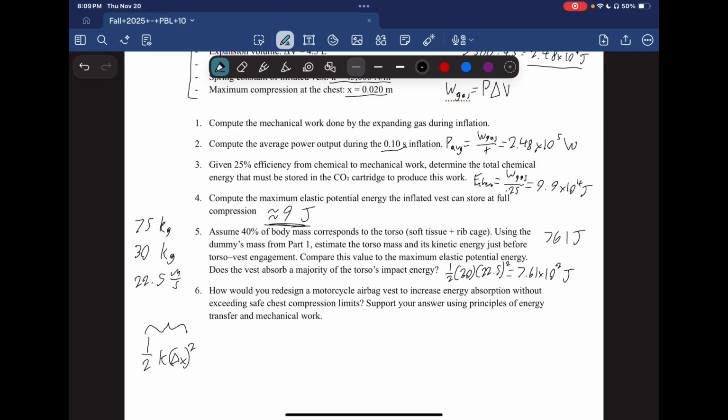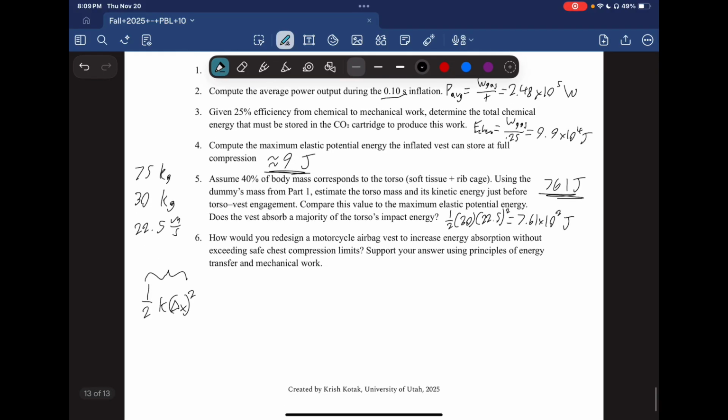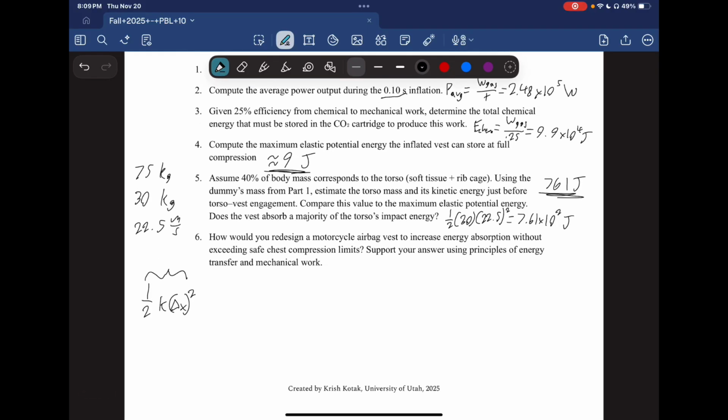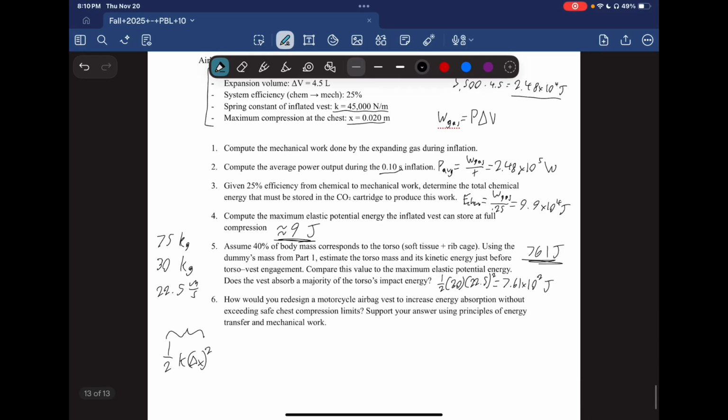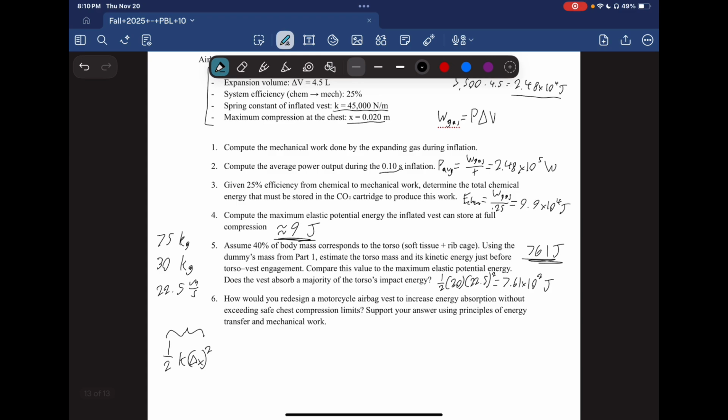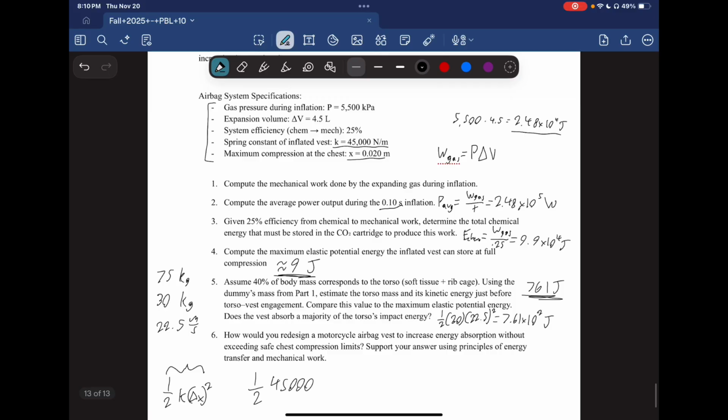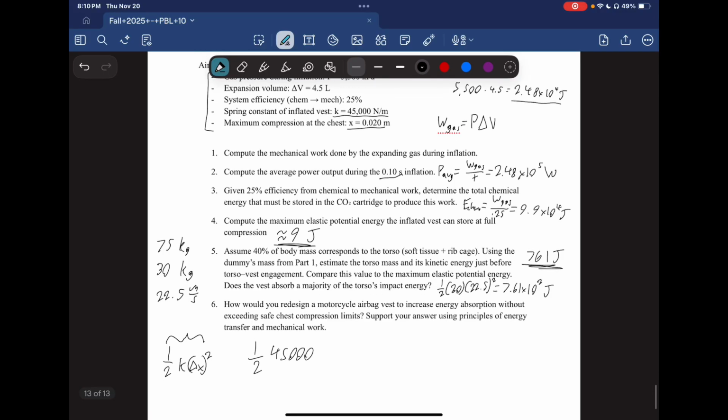So the elastic potential is only 9 joules, and the kinetic energy of the torso is 761. So it's really not absorbing any energy. Question 6 asks us to redesign the vest to increase energy absorption without exceeding safe chest compression limits. So the best way to do this, if you look at our spring equation here, the culprit for why we have such a small value, we have 45,000 for our spring constant for the inflated vest. Like that's plenty big enough.